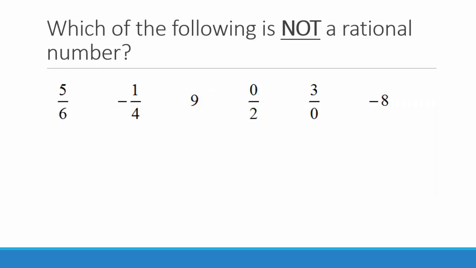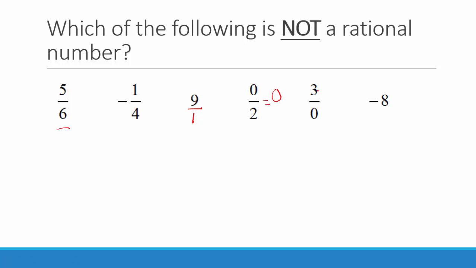Which of the following is not a rational number? When we look at 5 over 6, we have an integer over an integer, so therefore it is a rational number. Here we have negative 1 over 4, and that number is negative, and therefore this is a rational number. 9 can be written as 9 over 1, so this is also a rational number. 0 over 2 is equal to 0, and this is also a rational number.